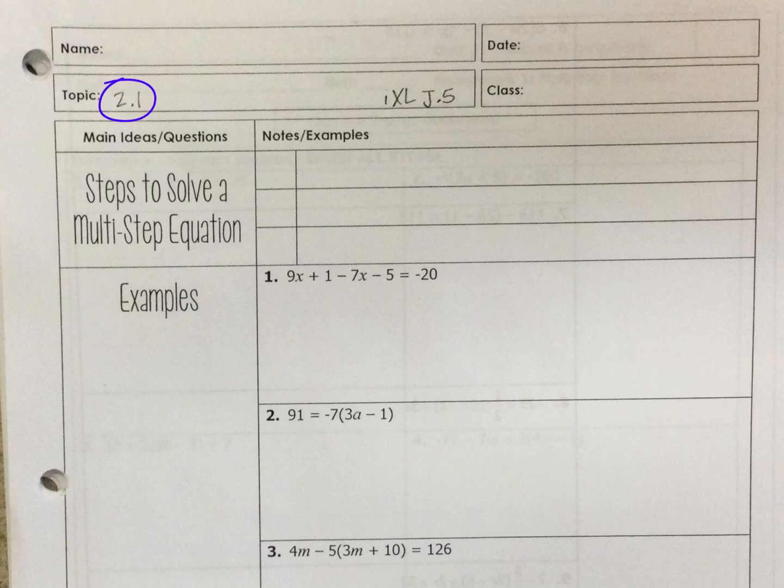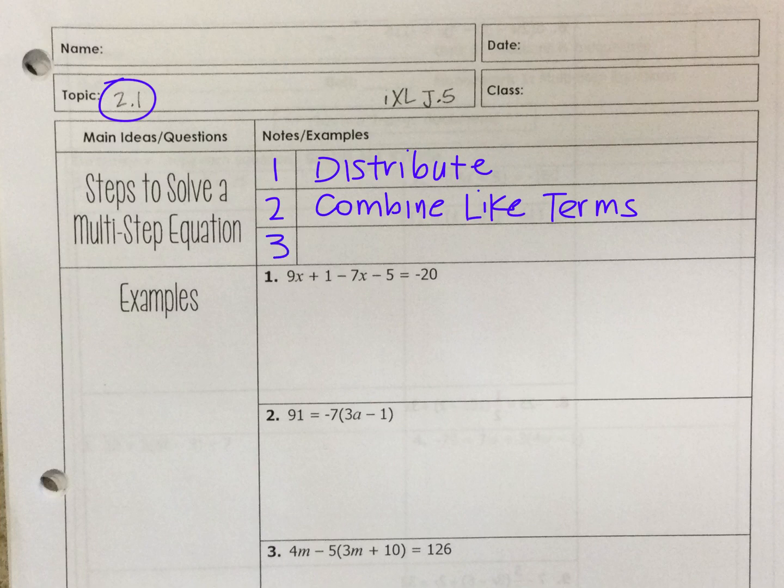These are your 2.1 notes. So we are going to solve multi-step equations, and there's 3 steps to it. The first step is to distribute if there's anything to distribute. Step 2 is to combine like terms, and step 3 is to solve it. So let's begin.